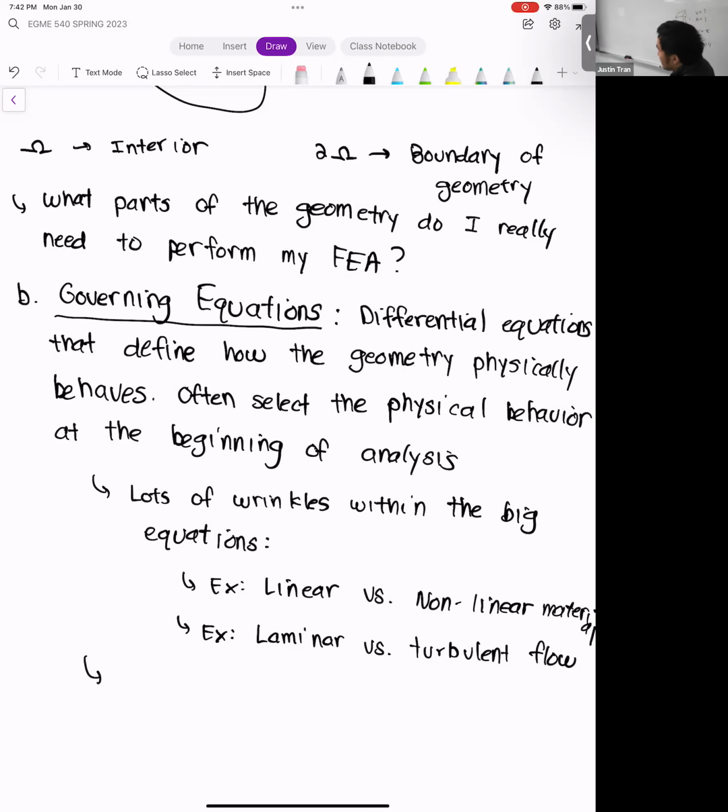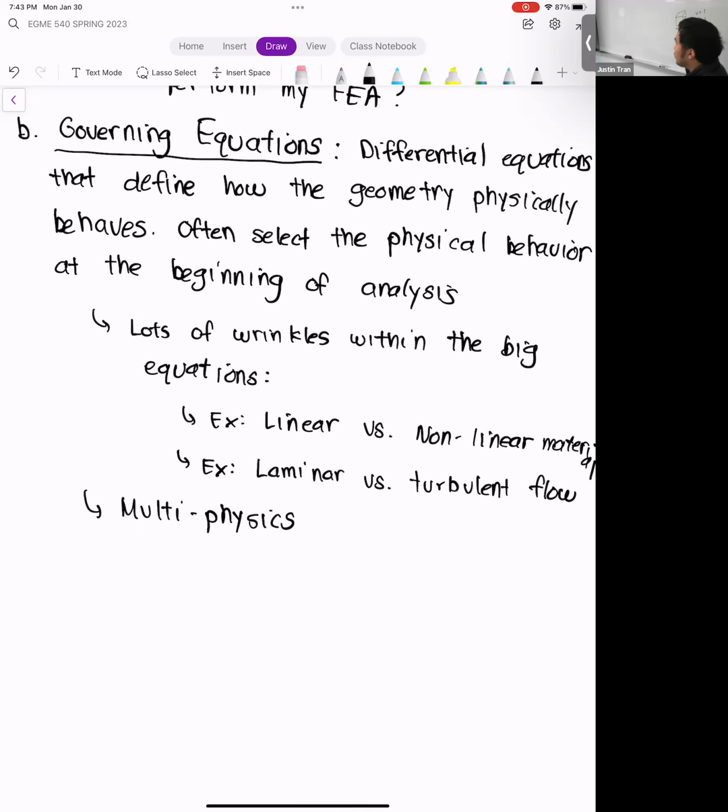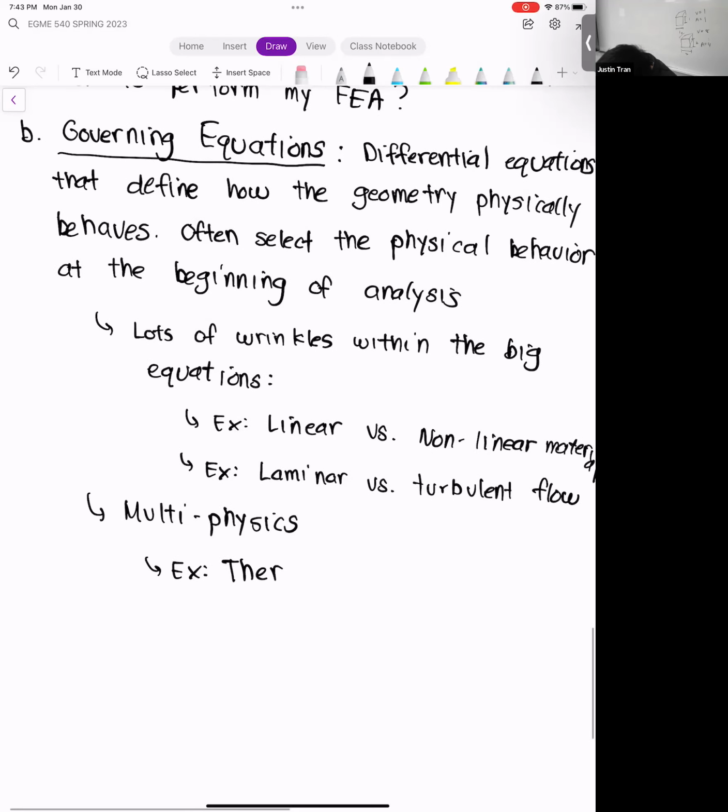Even more complicated is that sometimes you want to solve for more than one equation at the same time. Oftentimes you're going to have physical systems where you're interested not just in the structural, not just in the thermal, not just in the fluid, but maybe multiple at the same time. We call those situations multi-physics because you're solving multiple types of physics at the same time. One example that is pretty common is thermal and structural. Thermal gets combined with a lot because a lot depends on thermal.